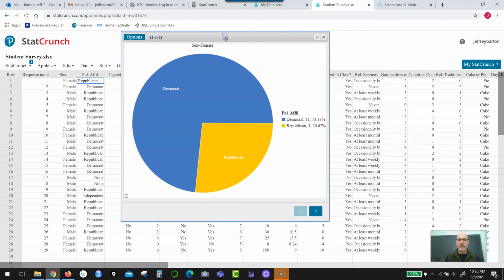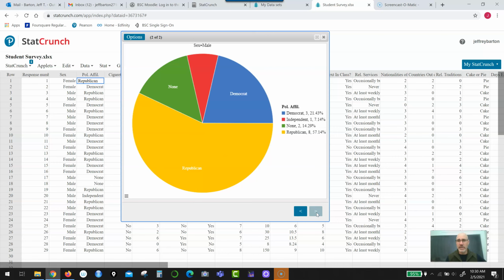And we see that for females, an overwhelming majority, 73.3%, identified as Democrat, 26.7% identified as Republican. And if I click this arrow button, I'll cycle through to the male version. So here's the male breakdown. Here we have a majority Republican, about 57%, 21% Democrat, and then the independent and 2 unaffiliated were males in this sample.